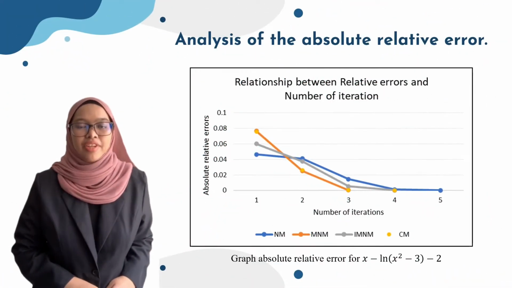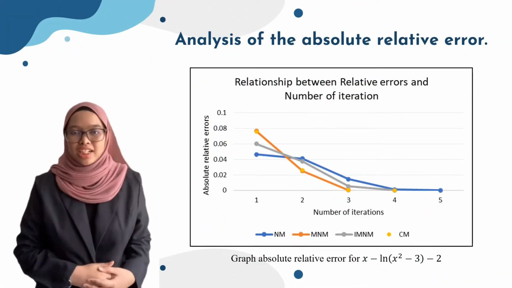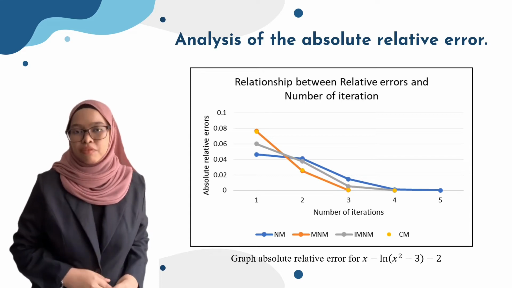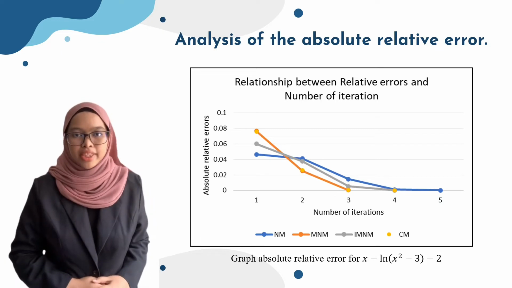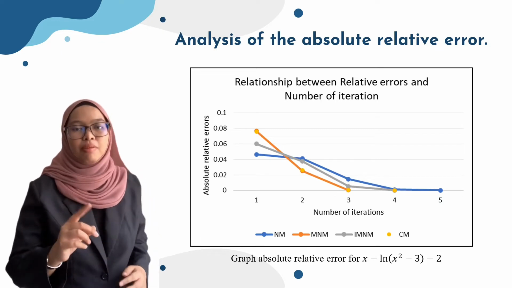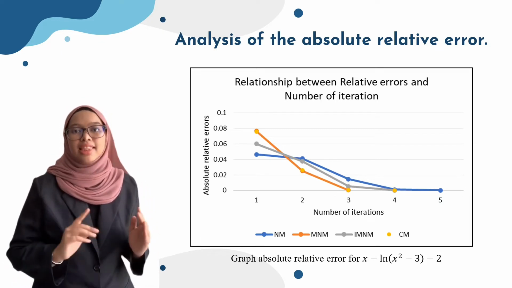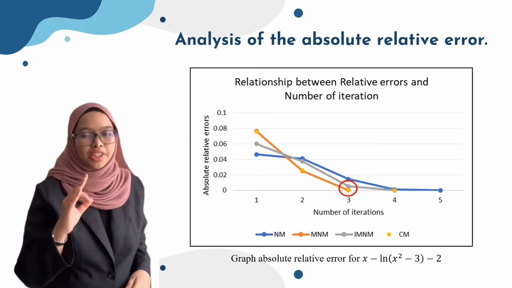Next, analysis of the absolute relative error. This figure shows the comparison of absolute relative error for the logarithmic function with initial value 1.8. The absolute relative errors of the midpoint Newton method and Chebyshev method are almost identical. However, the midpoint Newton method outperforms the Chebyshev method since it requires 3 iterations while the Chebyshev method requires 4.